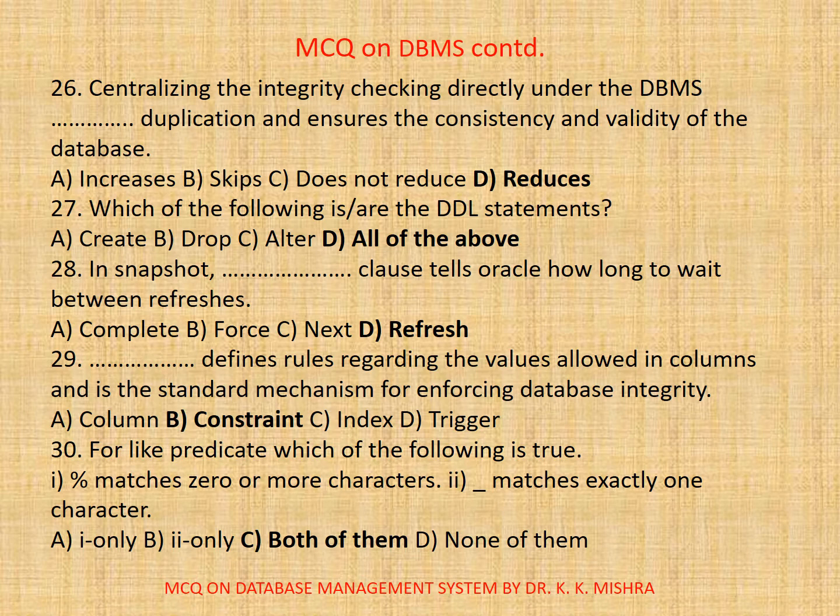Question number 29. Dash defines rules regarding the values allowed in columns and is a standard mechanism for enforcing database integrity. Options are A, column, B, constraint, C, index, D, trigger. Correct option is B, constraint.